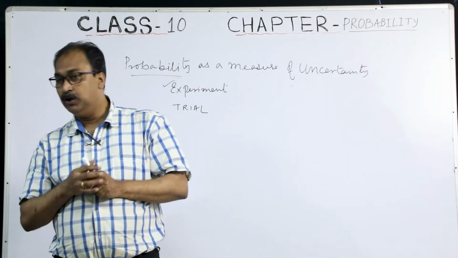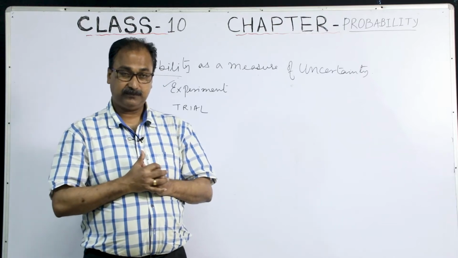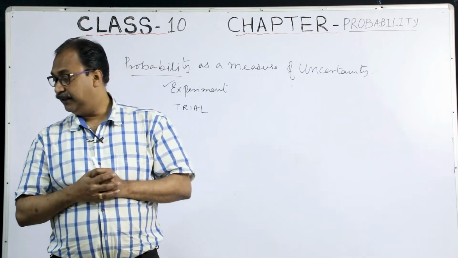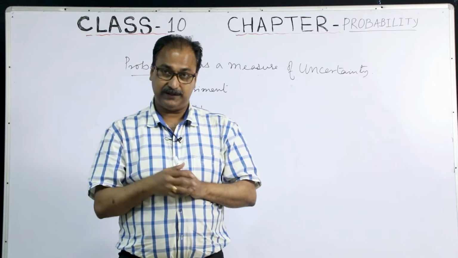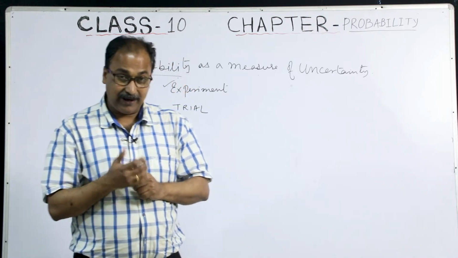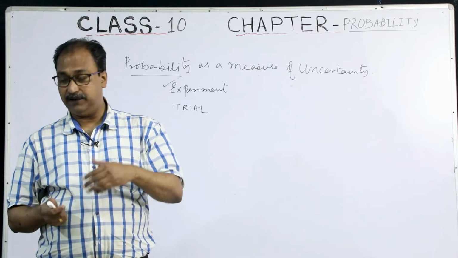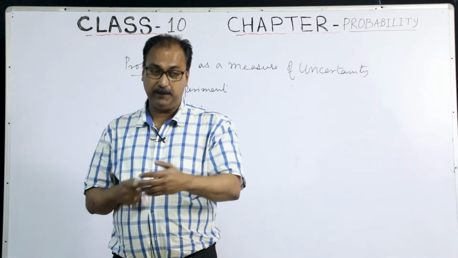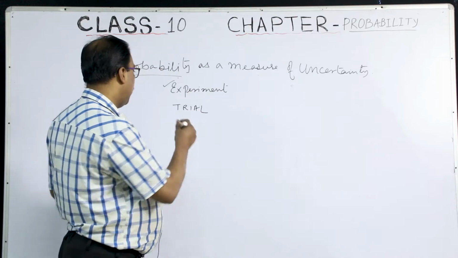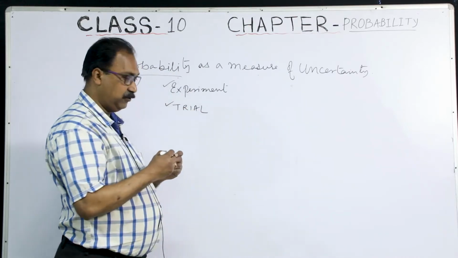Example, tossing a coin. That is also a trial. Then throwing a dice, or rolling a dice, that is also a trial. So when the experiment is performed, that performing of the experiment is called a trial. So trial you understood, experiment understood.